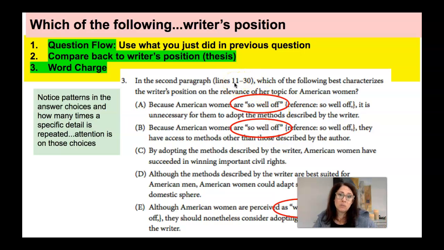I also didn't read the entire 11 through 30 passage. I needed to know, okay, what was the point with that "so well off"? And for this, it was very important to know that that was sarcastic and part of verbal irony. And I chose to focus in on that because it's repeated 3 times in the answer choices.